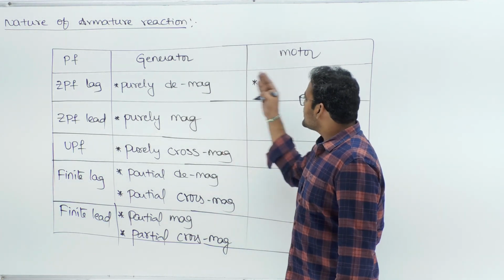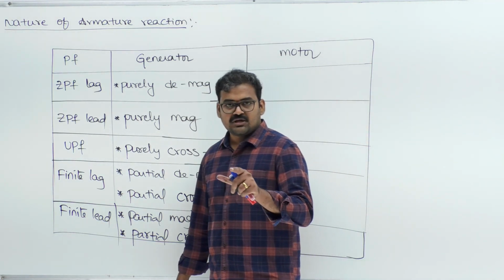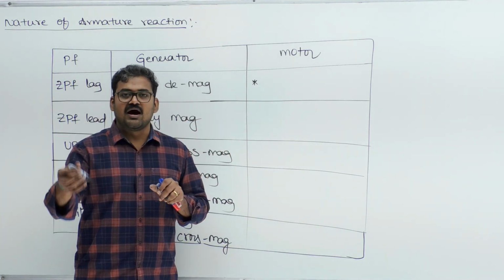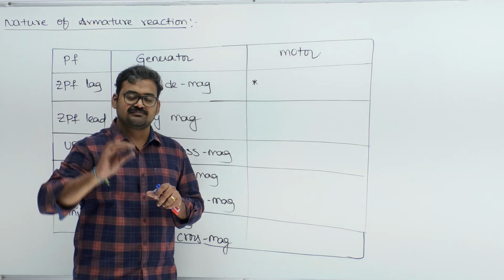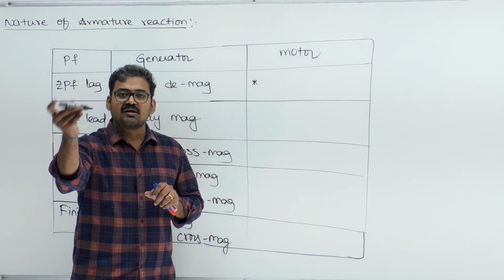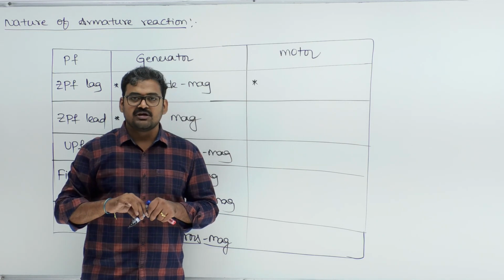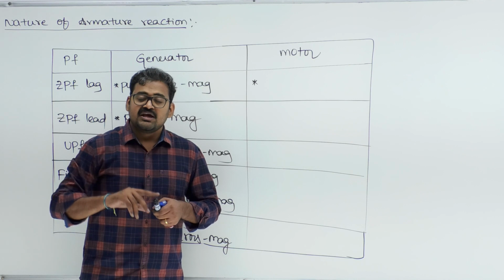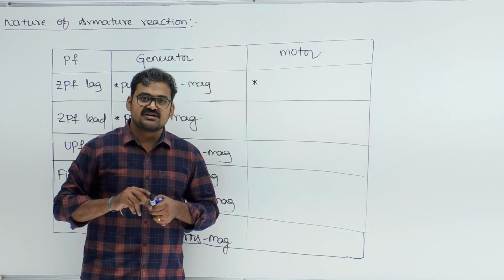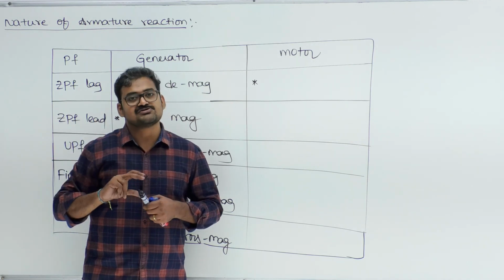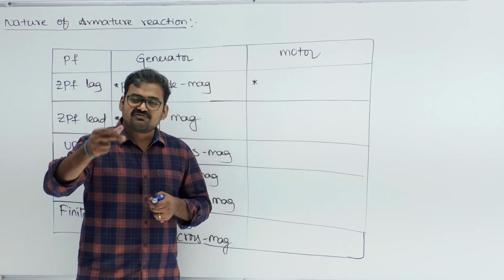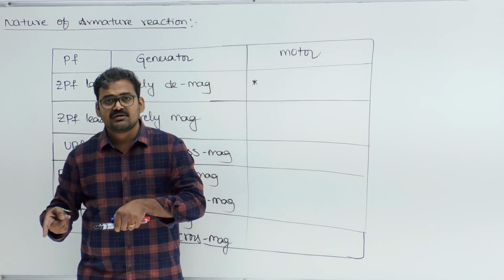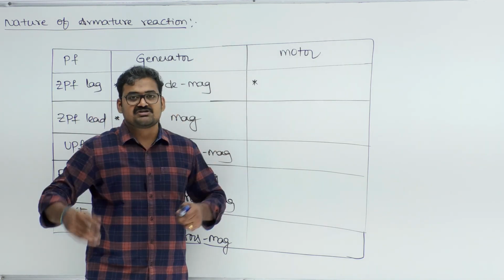Now let us try to understand the same thing in case of a motor. The only thing you need to do is that in case of a generator, armature current will be generated by the machine. In case of a motor, armature current will be absorbed by the machine. Therefore, you have to reverse the direction of armature current. When armature current direction reverses, can I say armature flux direction also reverses? Armature flux direction reverses means magnetization becomes demagnetization. Demagnetization becomes magnetization. That's all.